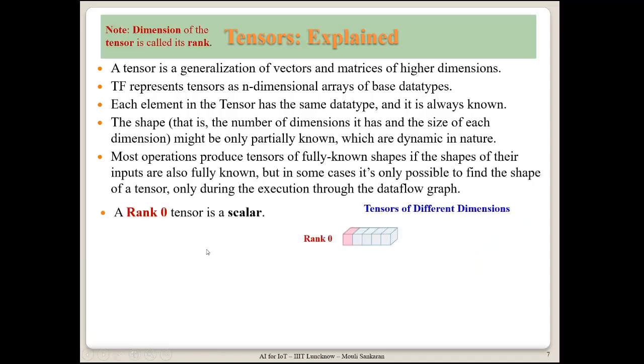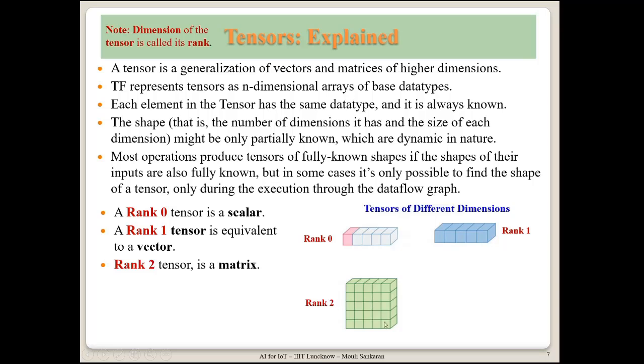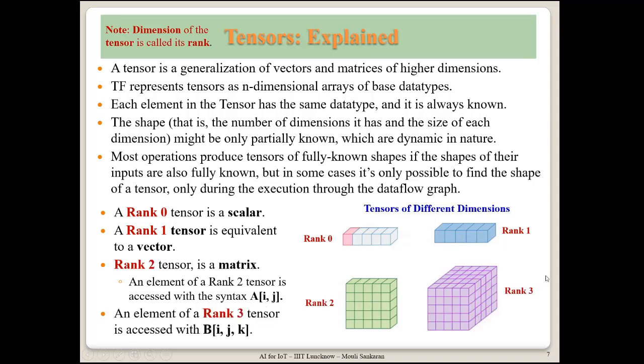Fine. Now what is a rank 0 in tensor? Is a scalar value, only one single scalar value. There is nothing like this, only a single value. Rank 1 is a simple vector. Rank 2 is a matrix, a two-dimensional matrix, which can be accessed like this, and a three-dimensional matrix and n-dimensional matrix. You can continue. Okay, whatever I told you on NumPy, you will see the same thing in tensors also.